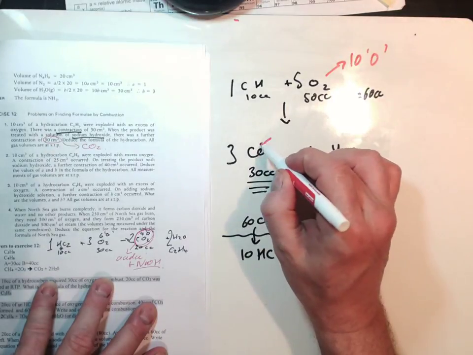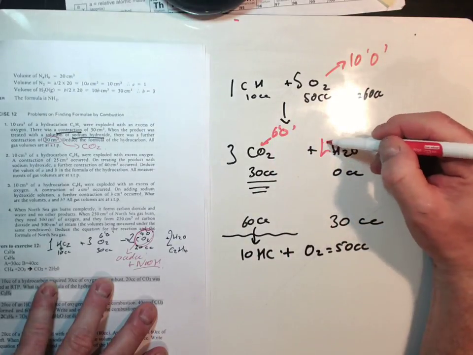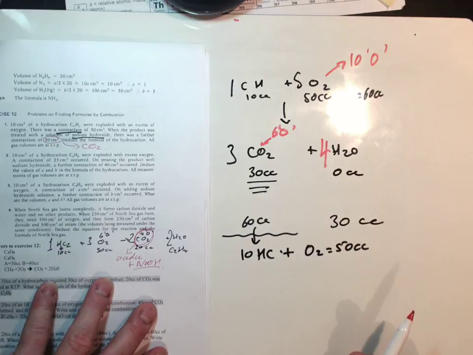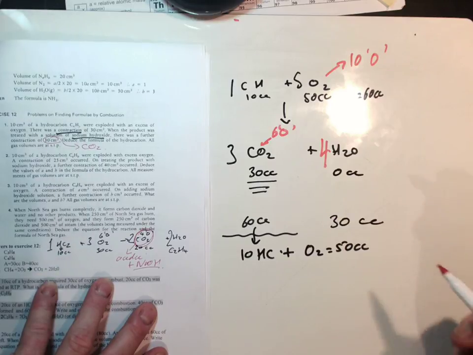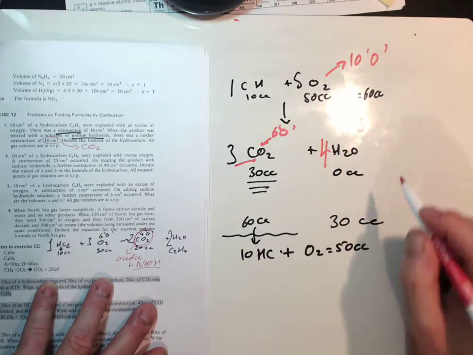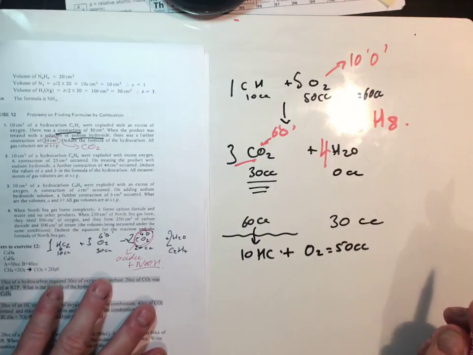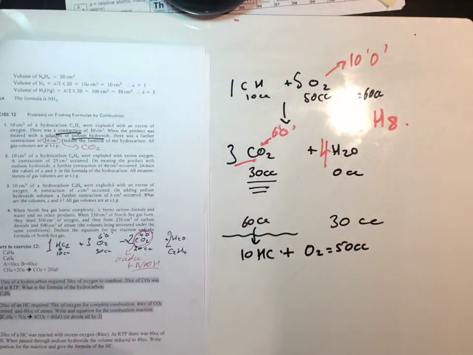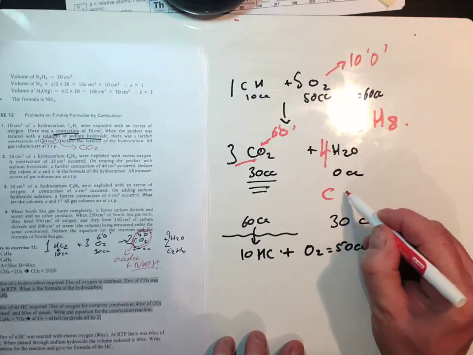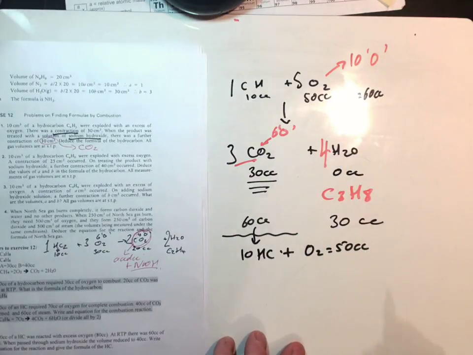Down here we have balanced 6 of those oxygens, so in other words we've got 4 oxygens missing, so we've got to put a 4 there in order to get our oxygens. Okay, so we now know that we have 3 carbons, so C3, we have 8 hydrogens, so therefore our compound must be C3H8, and that would be the answer to that particular question.